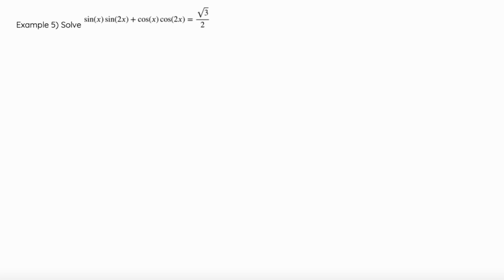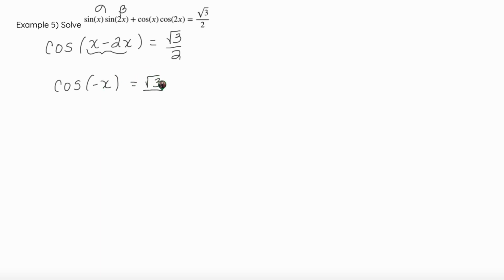So we can rewrite this then as cosine of, so our alpha and our beta here, x minus 2x equals square root 3 over 2. Subtracting inside, since they have common terms, we'll have cosine of negative x is square root 3 over 2. Notice here we have an even or odd identity that we need to tackle. So with our negative angle identity or even odd identity from our identity sheet, I know this is the same thing as cosine of x is square root 3 over 2.